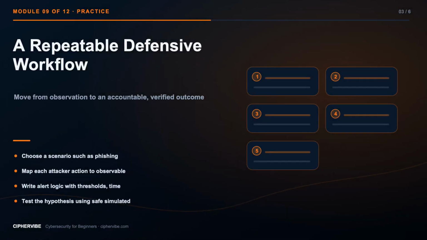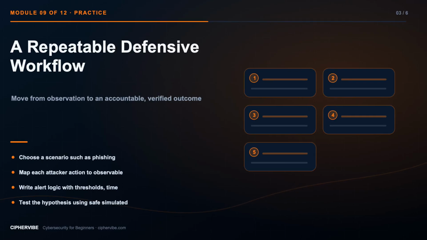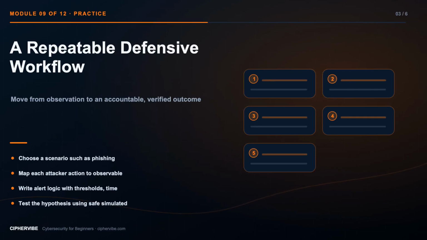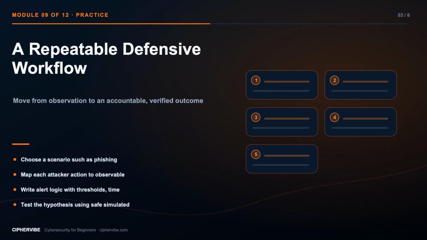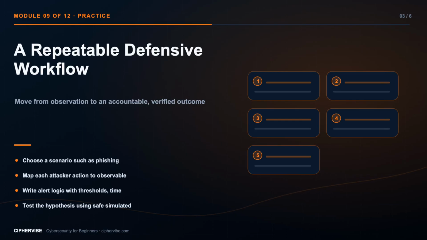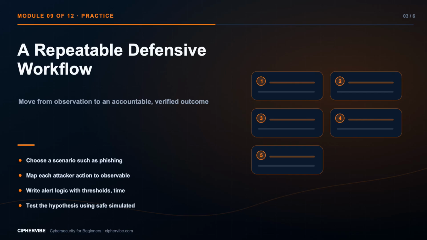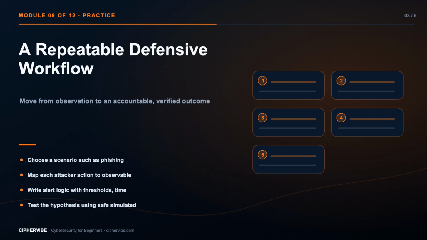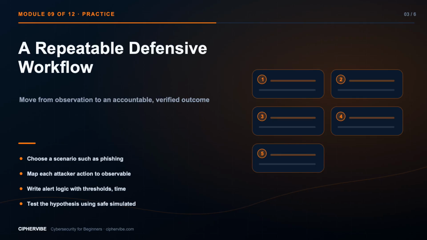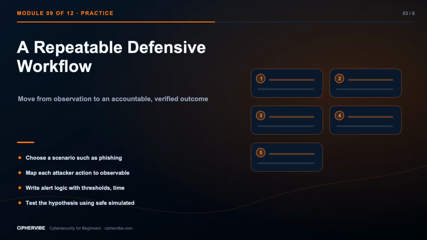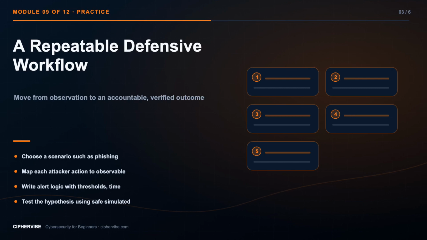Now turn the mental model into a repeatable workflow. First, choose a scenario such as phishing followed by suspicious account use. Second, map each attacker action to observable events and required fields. Third, write alert logic with thresholds, time windows, context, and known limitations. Fourth, test the hypothesis using safe simulated records or authorized lab activity. Fifth, triage alerts, preserve evidence, tune noise, and measure missed or delayed visibility.